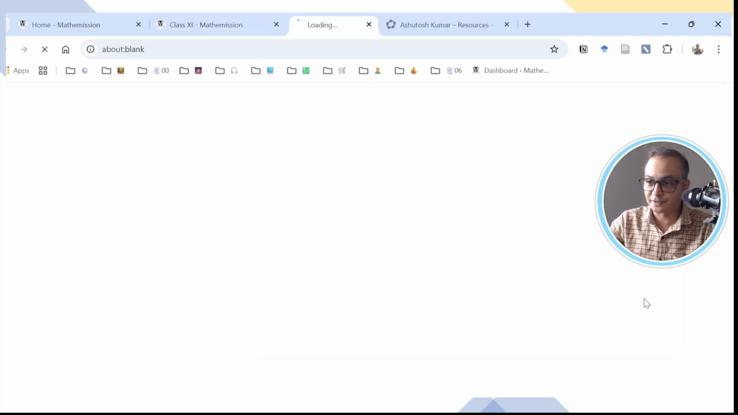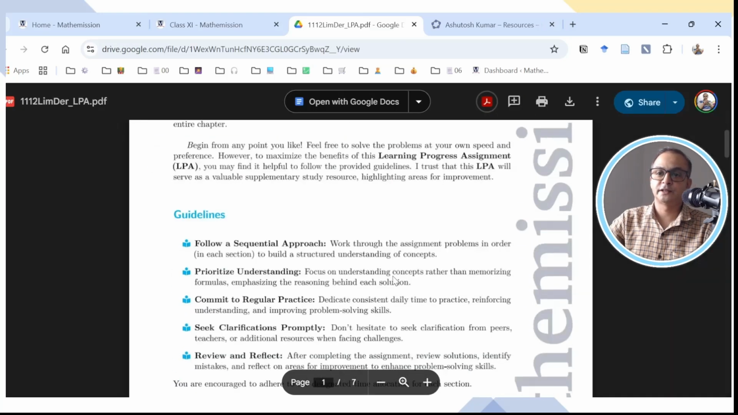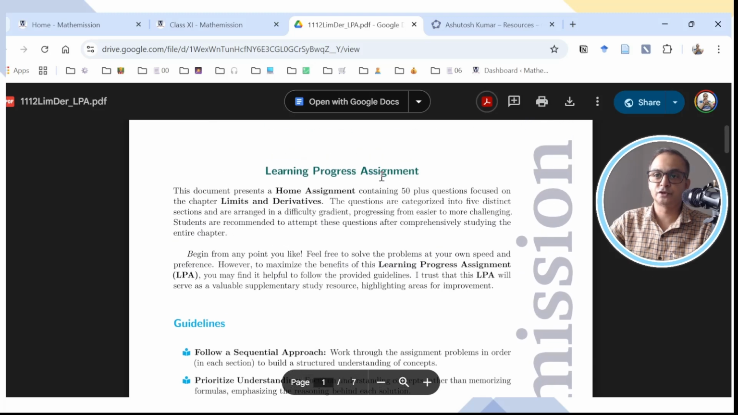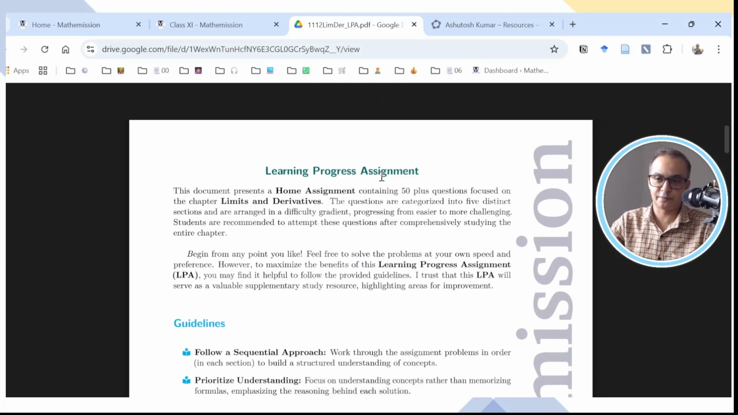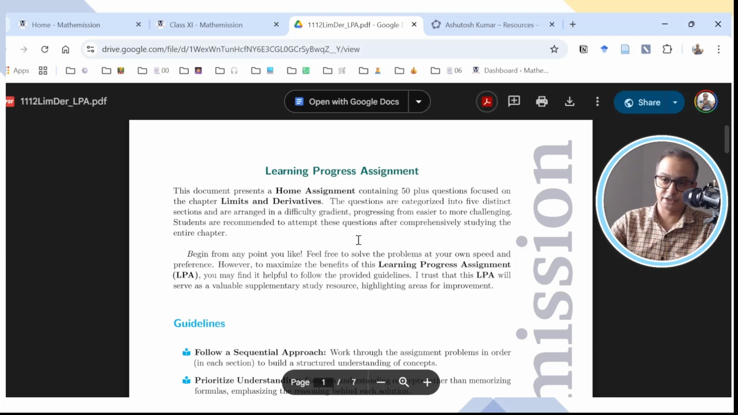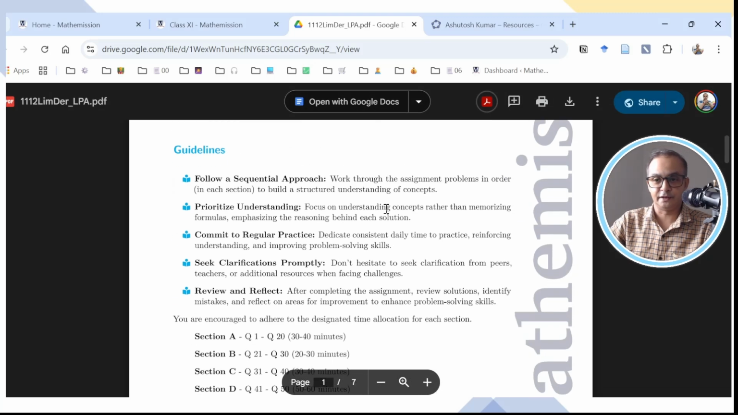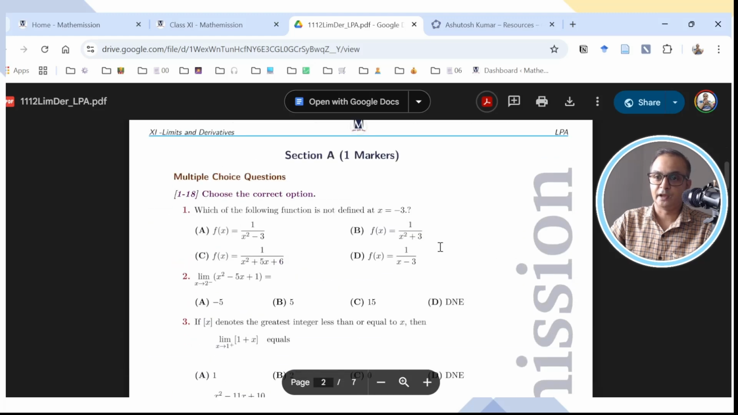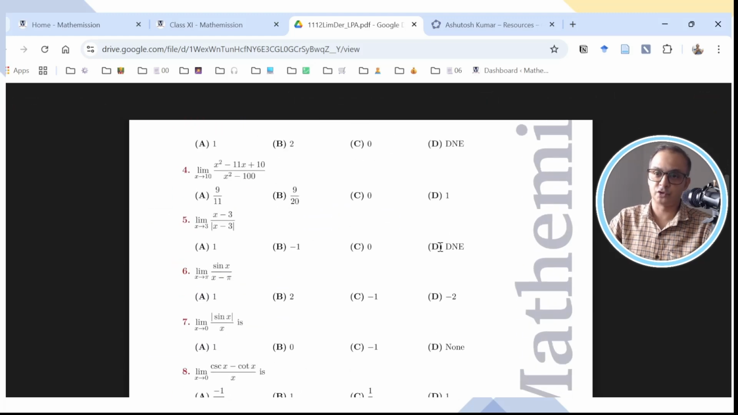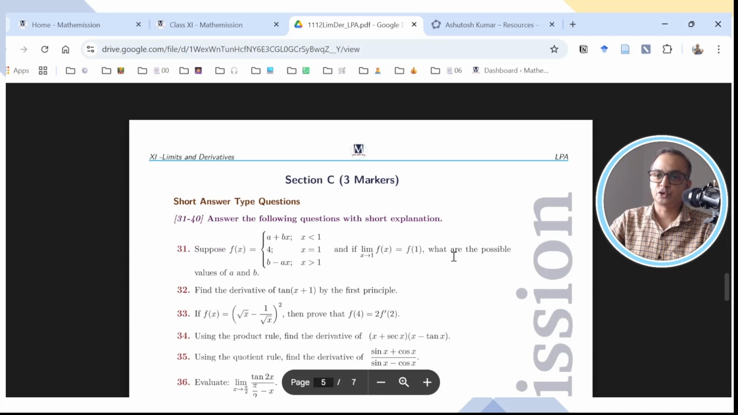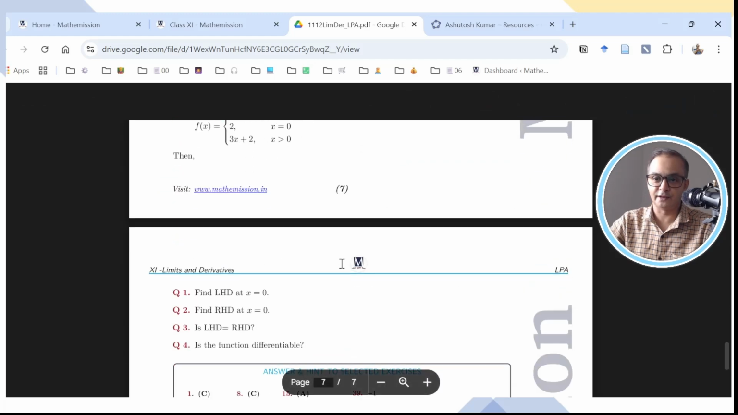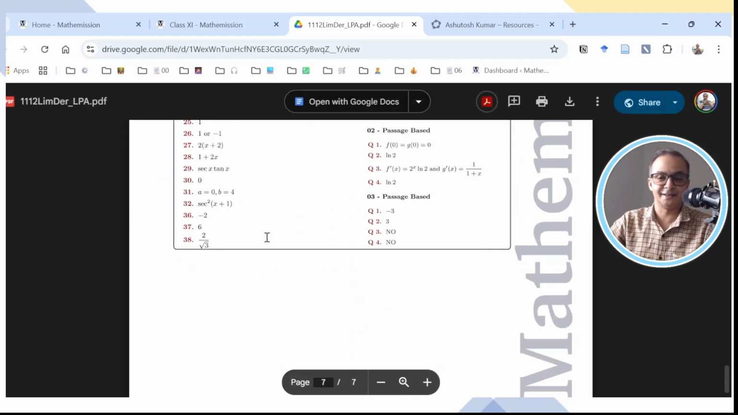It will consist of more than 50 questions, and I have also given it here as a home assignment. The students who are not preparing by going anywhere in big schools or the big coaching institutions can prepare by themselves. You can just devote yourself to this kind of thing, and you will get at least good marks or good concepts also. So each exercise, each LPA, consists of more than 50 questions with their answer keys.